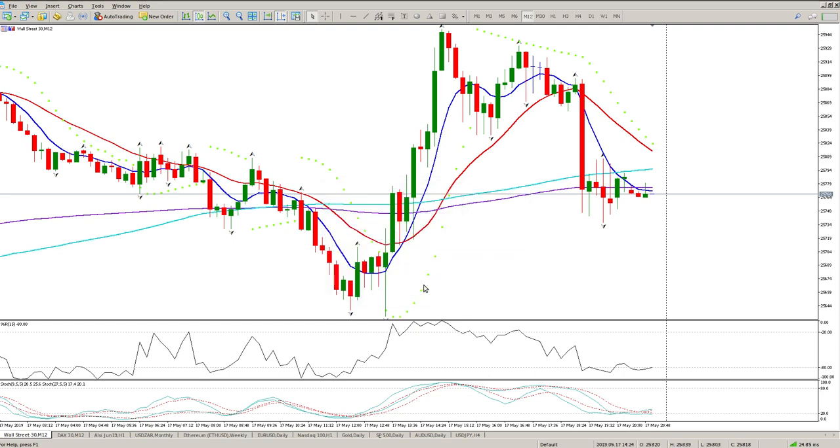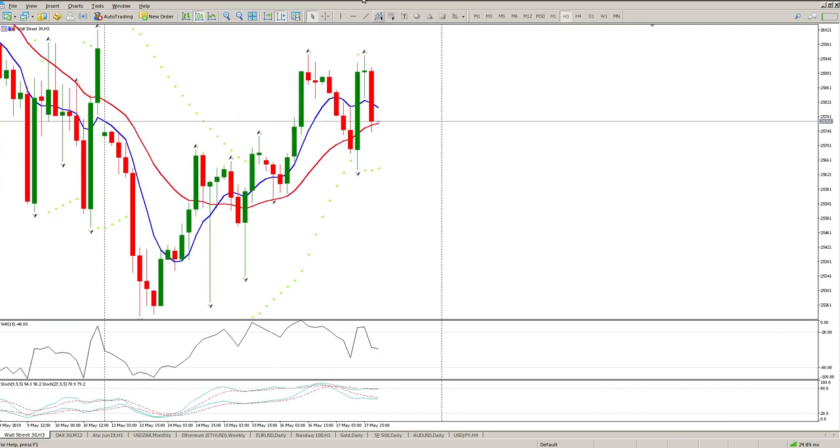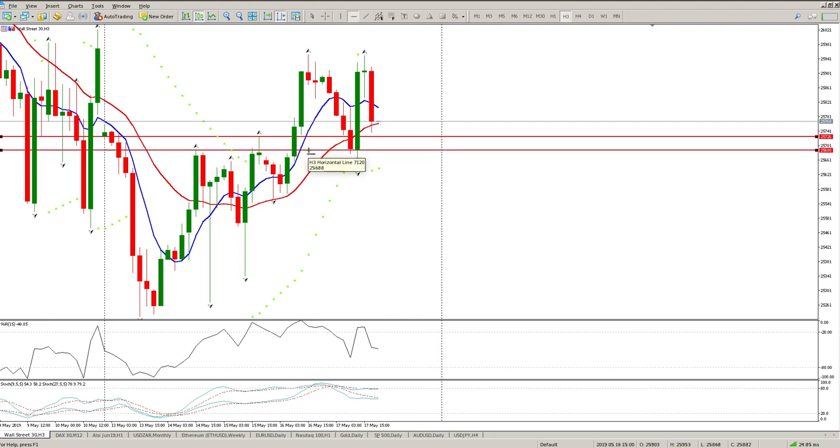Now the strategy is quite simple. Firstly, what you're looking for is a level, and as I said, I'll look at the 3-hour for a level. Let's go through the price action here of the last couple of days. You'll see there was my first level, and there was my second level.